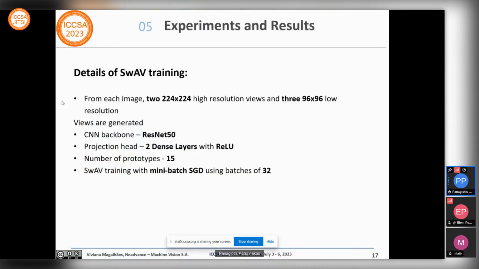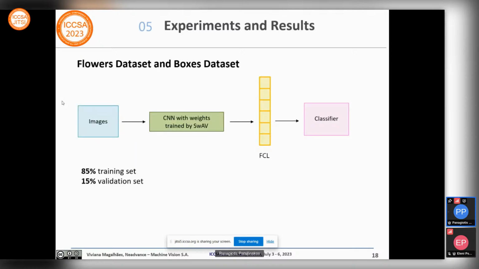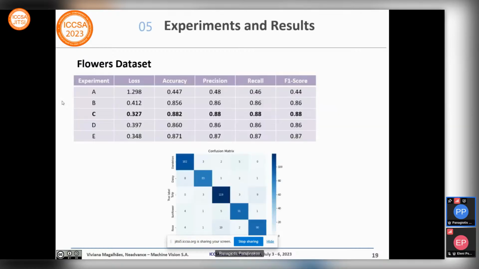So we train SWAV with 2 high-resolution images and 3 low-resolution images. We use ResNet 50 as a backbone, and 2 dense layers with ReLU activation function, 15 prototypes, and mini-batch SGD. For the first 2 datasets, flowers and boxes, 85% was used for training, and then we just put in the classifier and validated on the remaining 15%.